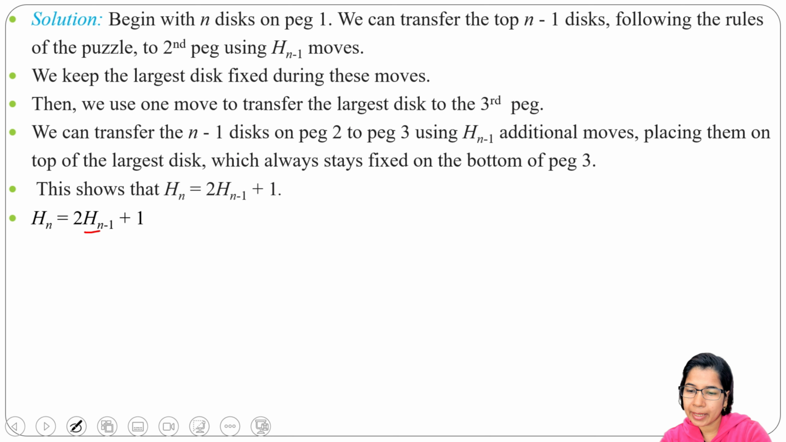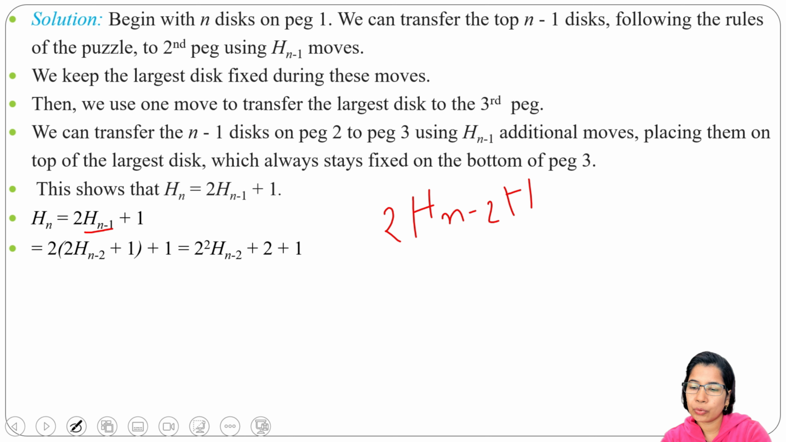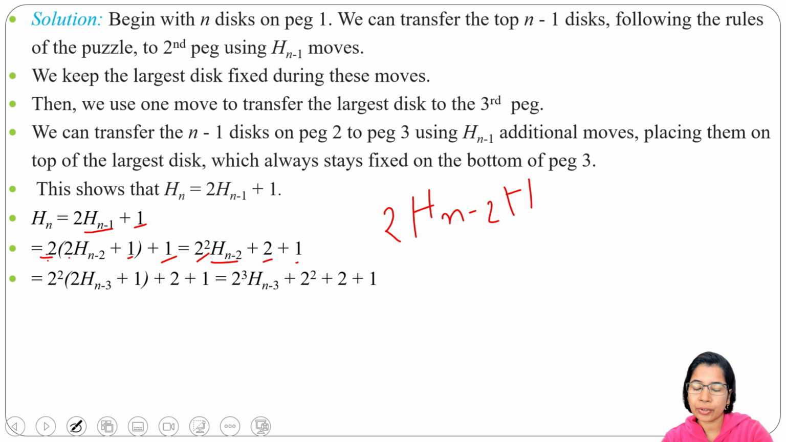Now in place of this H of n minus 1, we can write 2 H of n minus 2 plus 1. Now substitute here. After substitution, we'll get 2 of H(n minus 2) plus 1. Before this, 1 was there. Now multiply. So 2 multiplied by 2 is 2 square H(n minus 2) plus 2 multiplied by 1, 2 plus 1. Again, in place of this H of n minus 2, we can substitute, and if it continues like this, we'll get finally 2 power n minus 1 H of 1 plus 2 power n minus 2 plus 2 power n minus 3, like this, down to 2 plus 1.